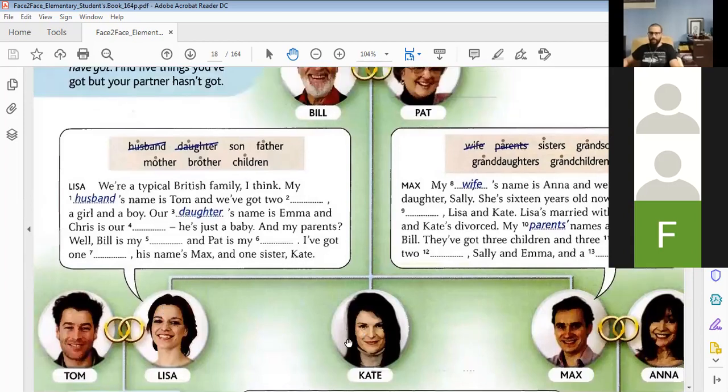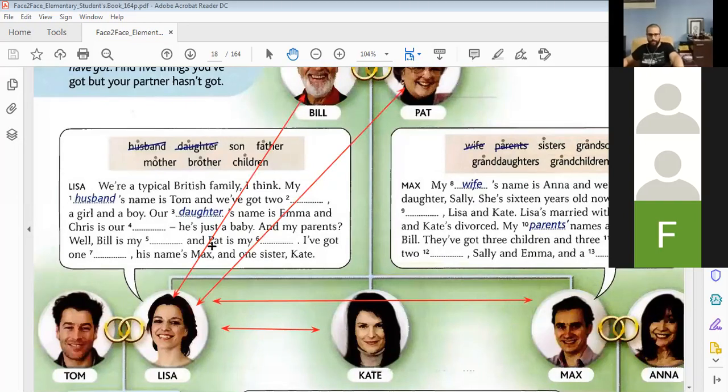So let's see, and we can see Lisa is connected to Kate. What's the relationship between Lisa and Kate? What do you think? Sister. Yes, correct. So Lisa and Kate are sisters. What do you think the relationship is between Lisa and Max? Who's Max? Brother. Okay, so he's Lisa's brother. What about Bill? Who's Bill? Father. Okay, father. Good. And Pat is Lisa's mother. Okay, that's good. I just want you to check. I wanted to check if everything is fine here.